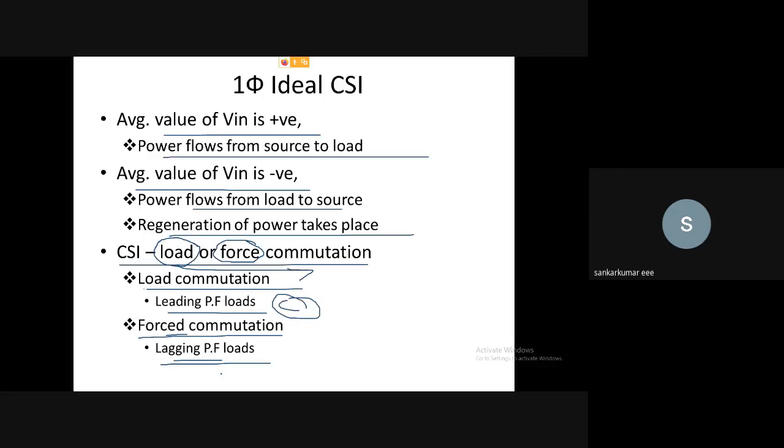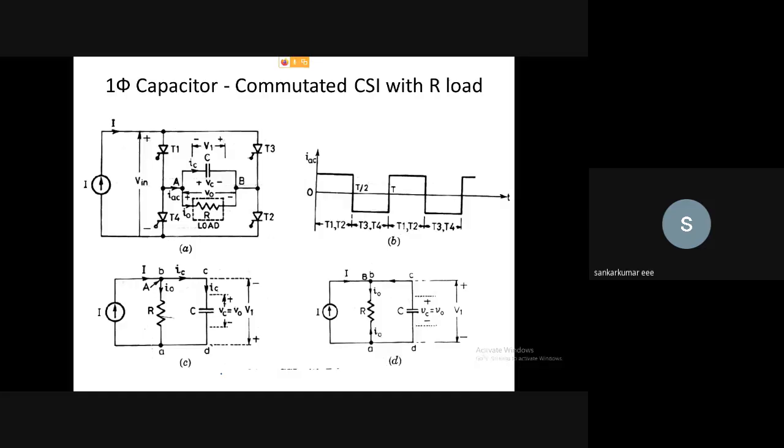So after this we can finish. In the next class we will see the next topic, that is a single phase capacitor commutated CSI with resistive load. Thank you.